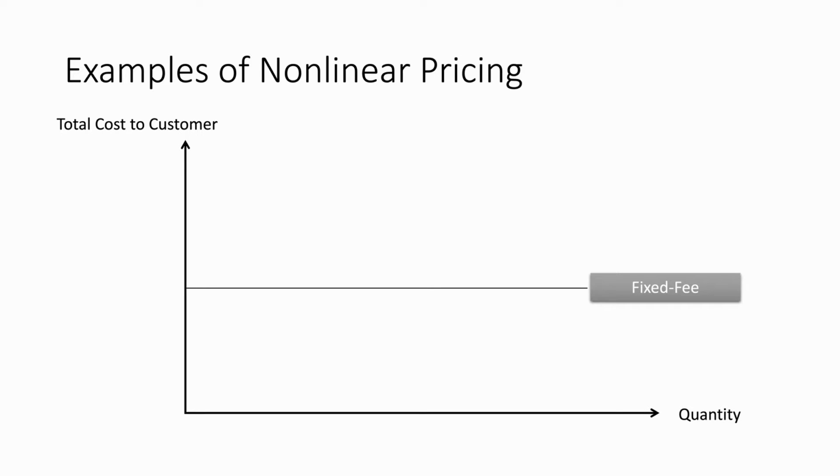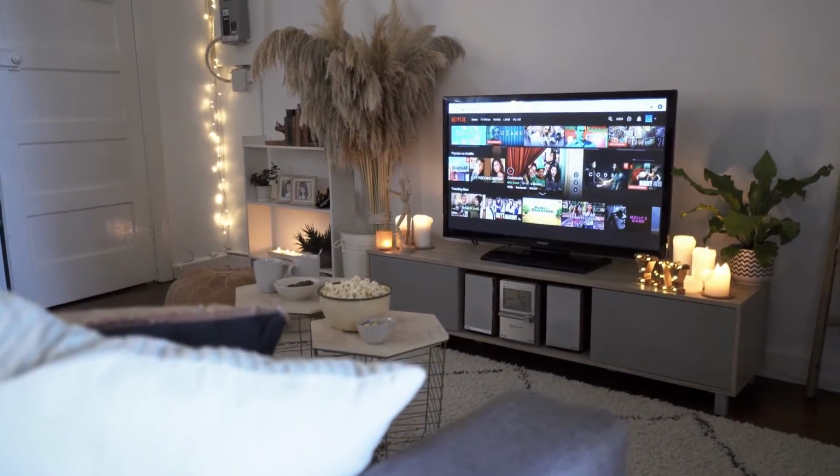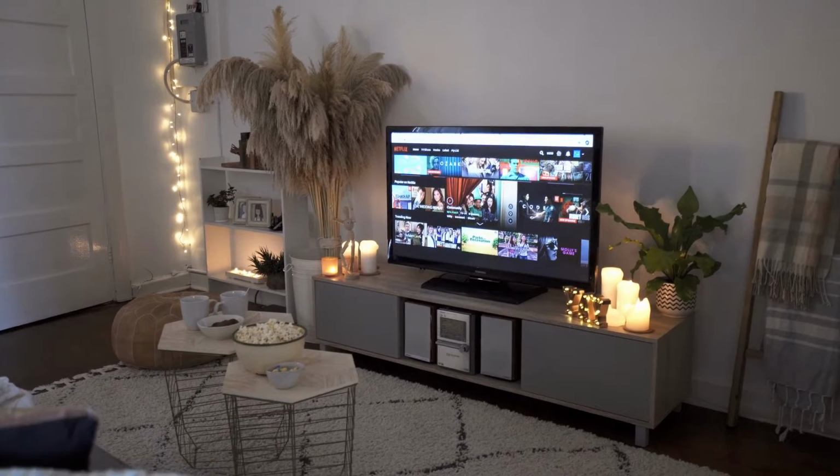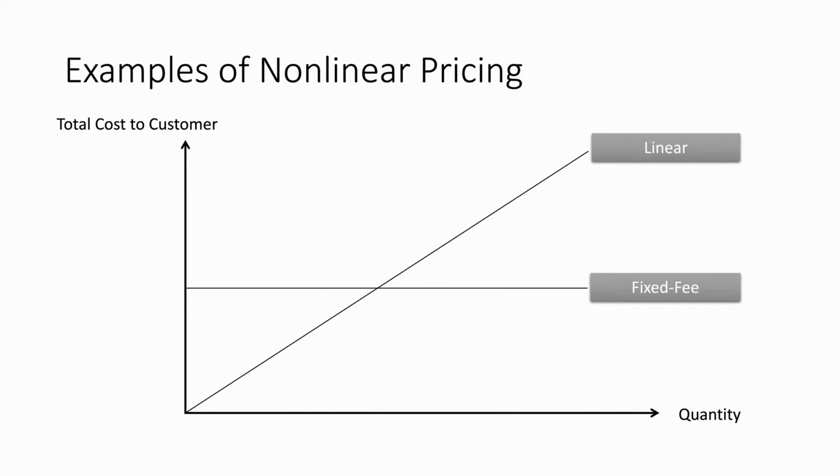First, if we have a fixed fee, then the total cost to the customer does not change with the quantity. An example like this would be Netflix. They charge a monthly subscription fee and you can watch as many movies as you want. The second type of pricing is what we call linear pricing. As you can see, in linear pricing, the total cost to the customer increases linearly, proportionally with the quantity purchased. The more you purchase, the higher the cost.